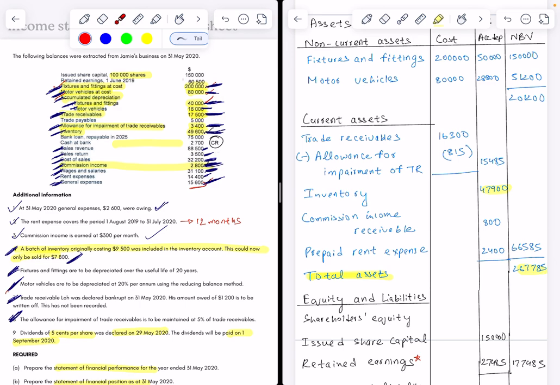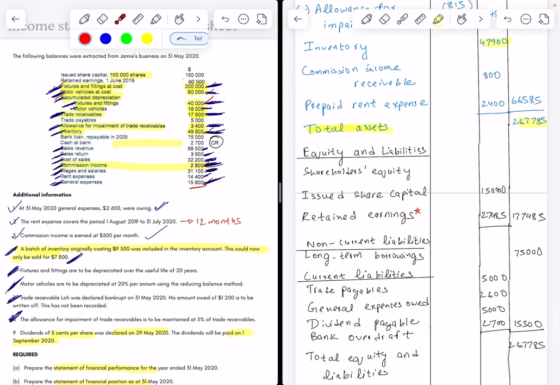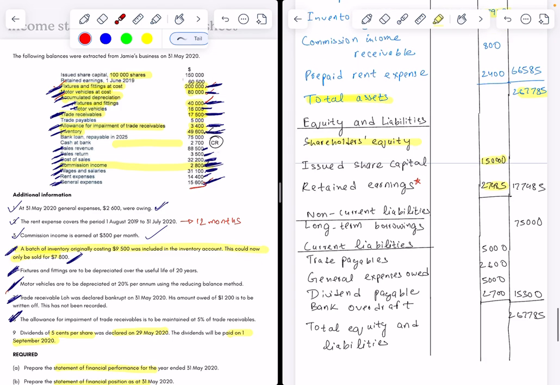Now, let's look into the equity and liabilities section, starting with the shareholders' equity. Shareholders' equity is mainly because we have issued share capital. So we are starting with the issued share capital of $150,000, which is the first line given in the list. And then we have got retained earnings of $27,485. This is the retained earnings at 31st of May 2020. And retained earnings simply refers to earnings that are available for reinvestment purposes.